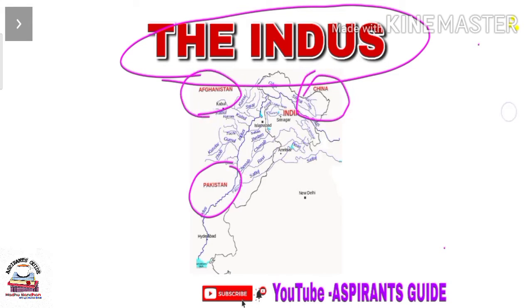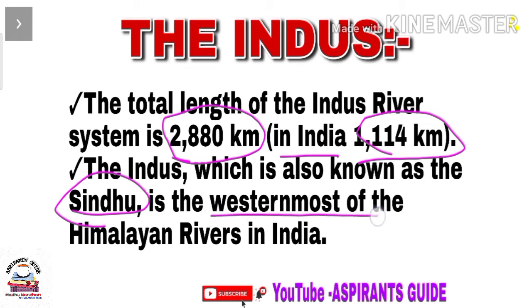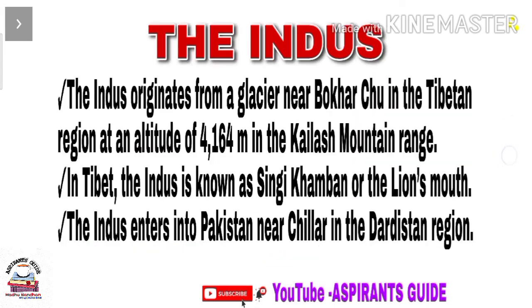The total length of this river flowing in all countries is 2880 kilometers, and the length of this river in India is 1114 kilometers. The river Indus is popularly known as the Sindhu, and it is the westernmost of the Himalayan rivers in India. Okay, now let us see the origin of the river Indus.